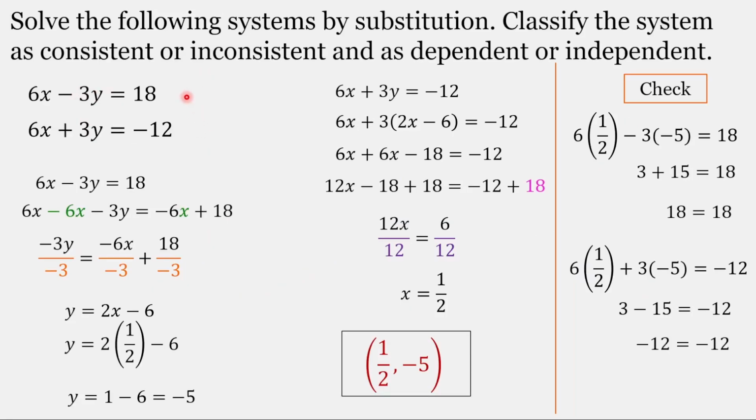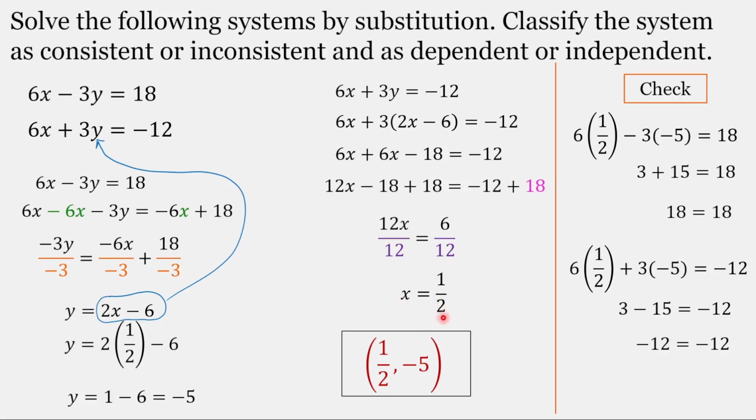And then for this second problem, solving for y in either equation would be a practical first step, and there wouldn't be much of a difference if you chose one over the other. I again just chose this first equation, the 6x minus 3y equal to 18, and solve for y, ending up with y equal to 2x minus 6. From there, I plug this value for y into the second equation, and then after solving this equation, ended up with x equal to 1/2.